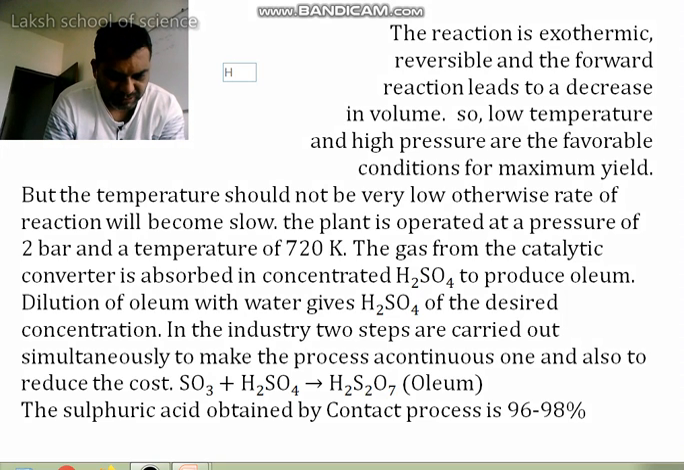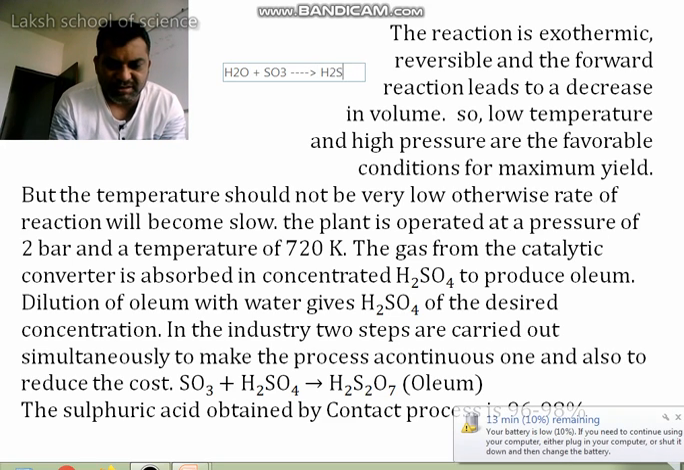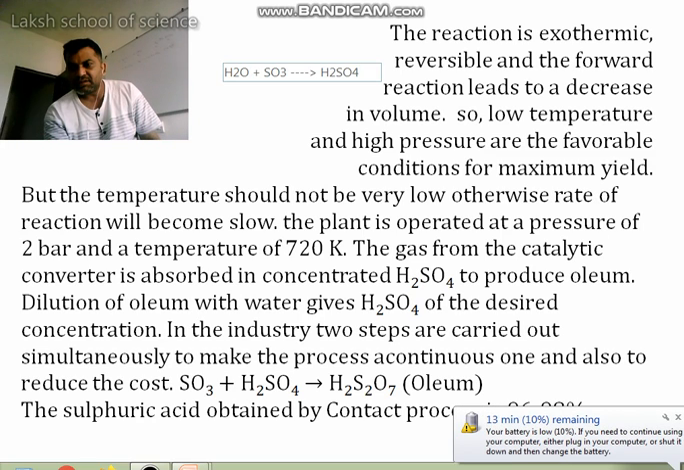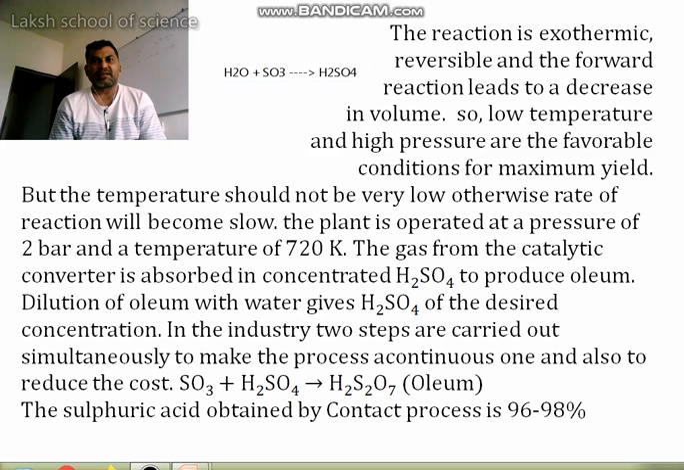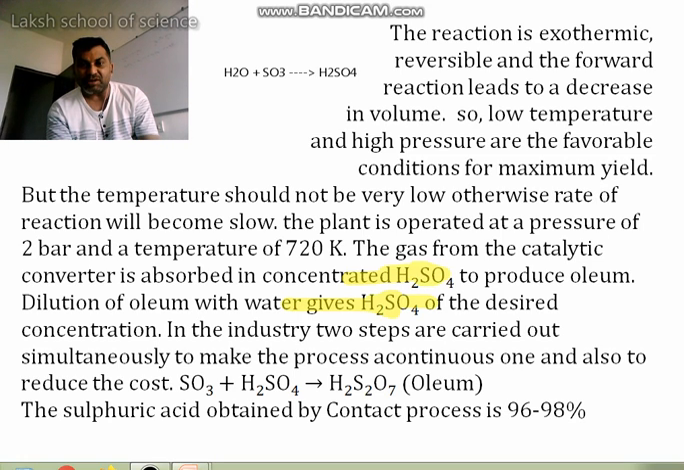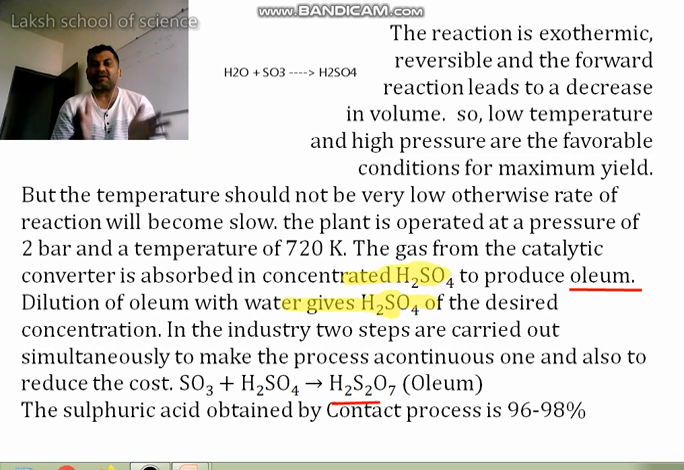The gas is absorbed in concentrated H2SO4. Now here, actually, this is the reaction: H2O plus SO3 can give us sulfuric acid. Producing sulfuric acid this way is very easy. Just react it with water and you get sulfuric acid. But what needs to be done is that it is absorbed into the sulfuric acid shown earlier.